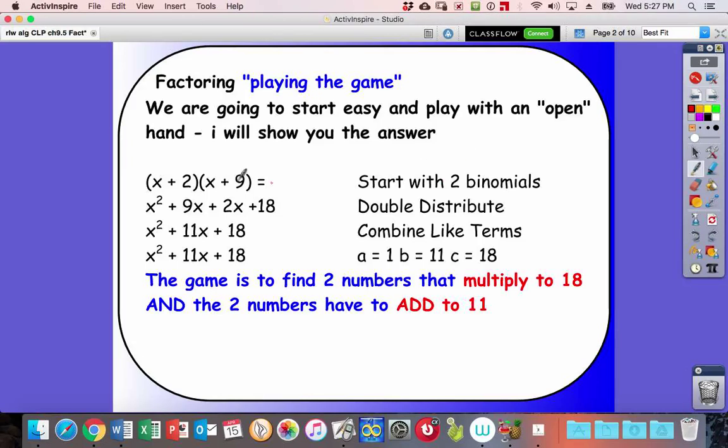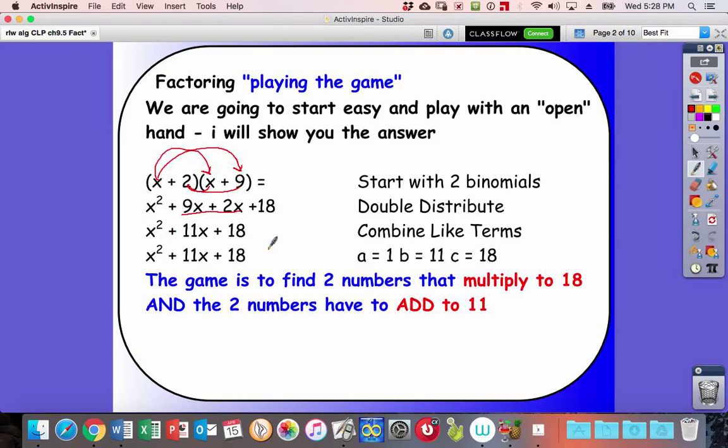Okay, let me get over here. I have two binomials, and I'm going to double distribute. I'm going to do x times x gives me that x squared. X times 9 gives me the 9x. 2 times x gives me the 2x. And 2 times 9 gives me that 18. Then I combine my two like terms, and I end up with x squared plus 11x plus 18.